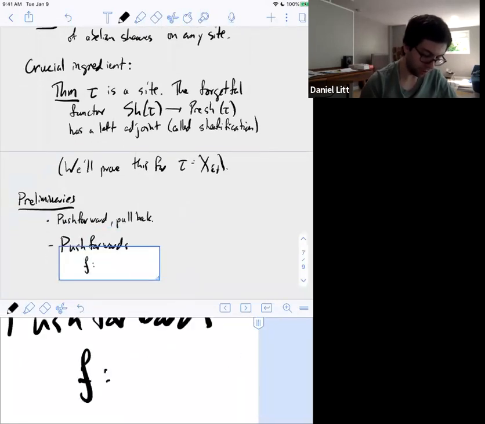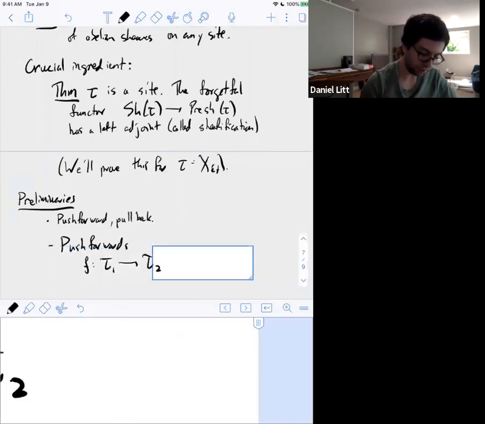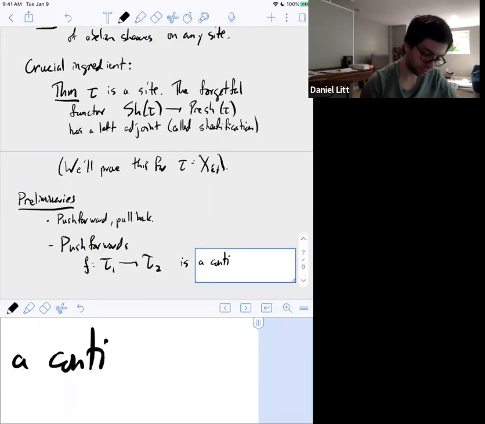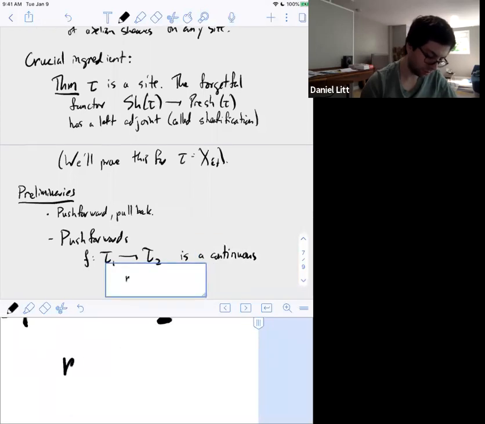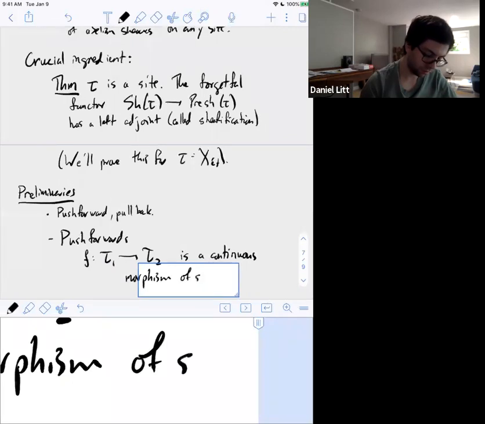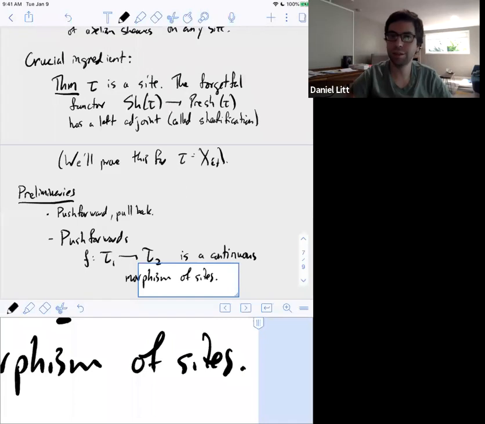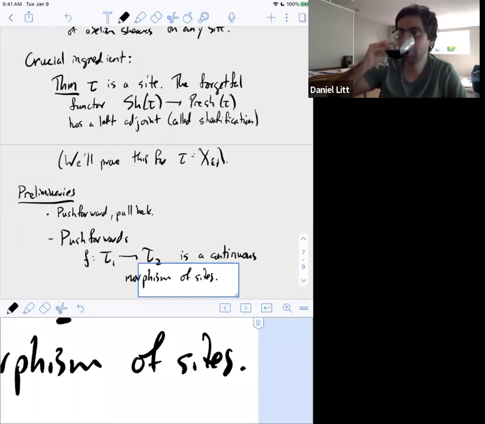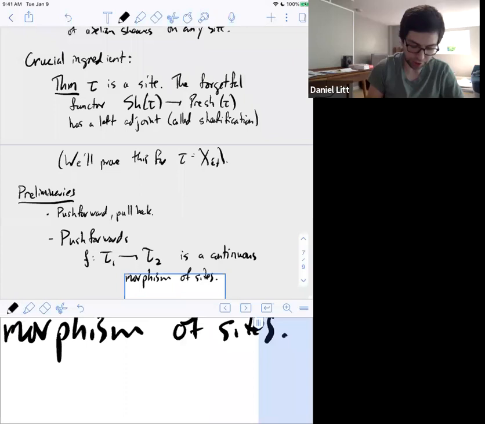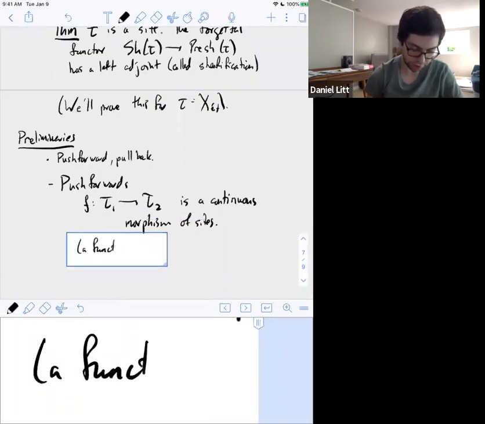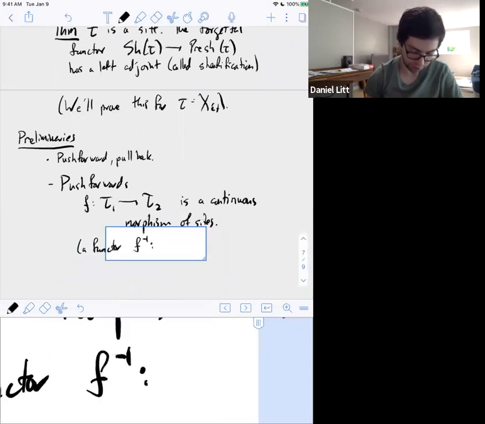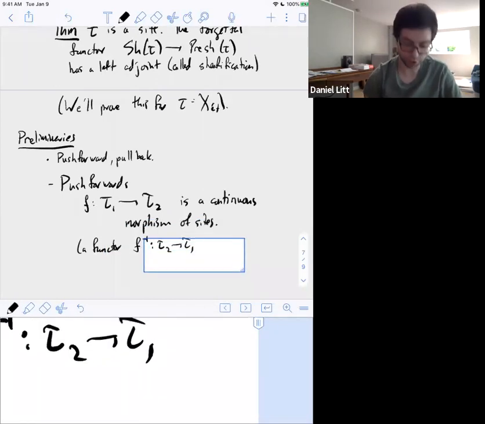So suppose f from tau 1 to tau 2 is a continuous morphism of sites. Can anyone remind me what that means? What does it mean for a morphism of sites to be continuous? Or what even is a morphism of sites? What kind of object is it? Okay, so Sophia says it's a functor from tau 2 to tau 1, that's right. So it's a covariant functor, which I'll call F inverse, from tau 2 to tau 1, which preserves fiber products, that's right.